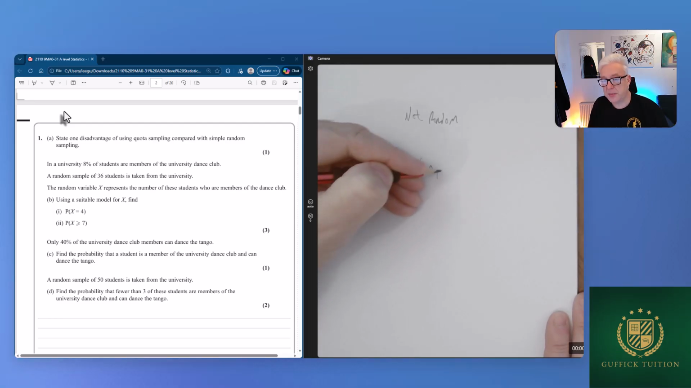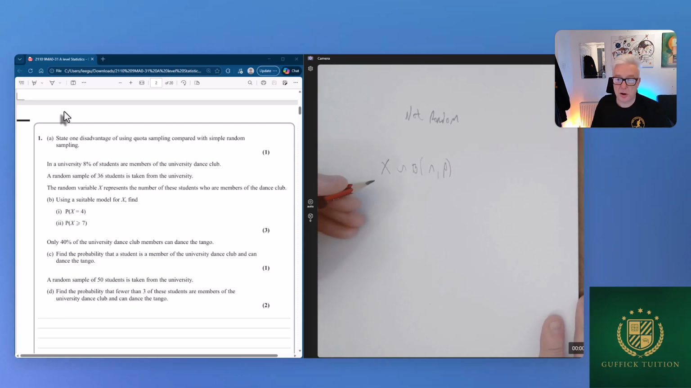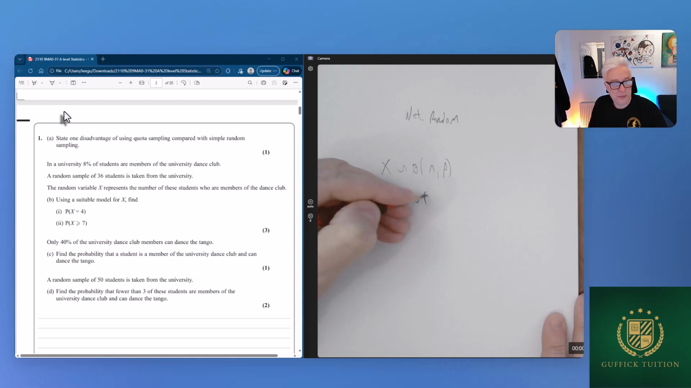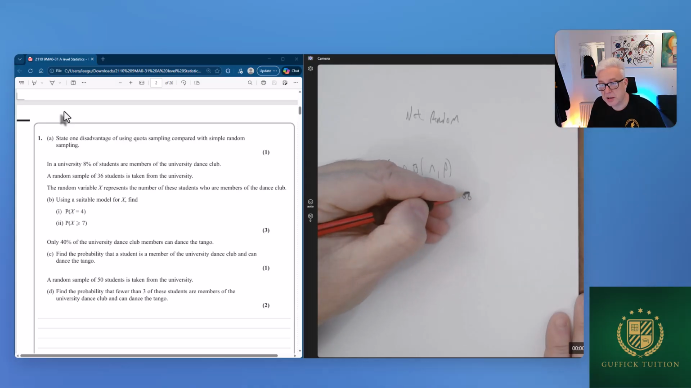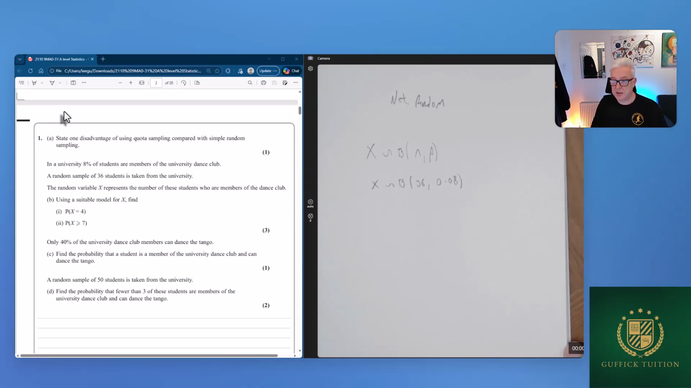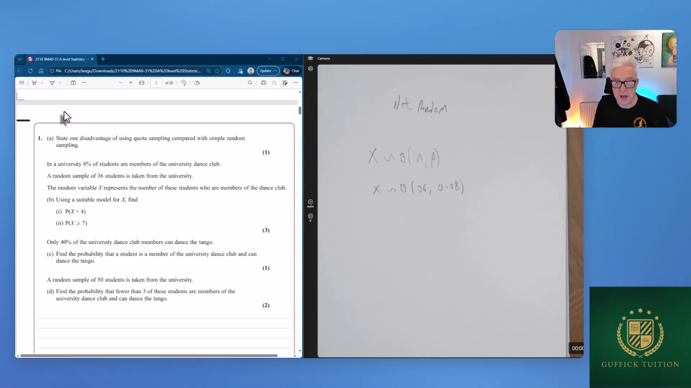And the reason it's binomial is because they are either members of the dance club or they are not members of the dance club. And we've got a sample of 36 students that are taken, and the probability that a student is a member of the dance club is 0.08. So that's our initial situation there.